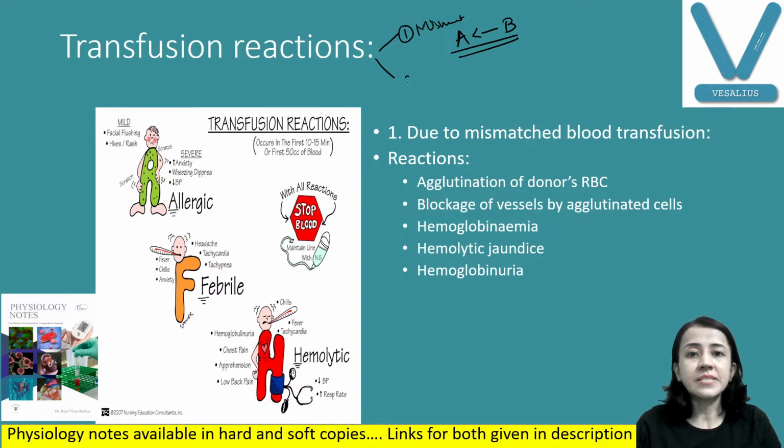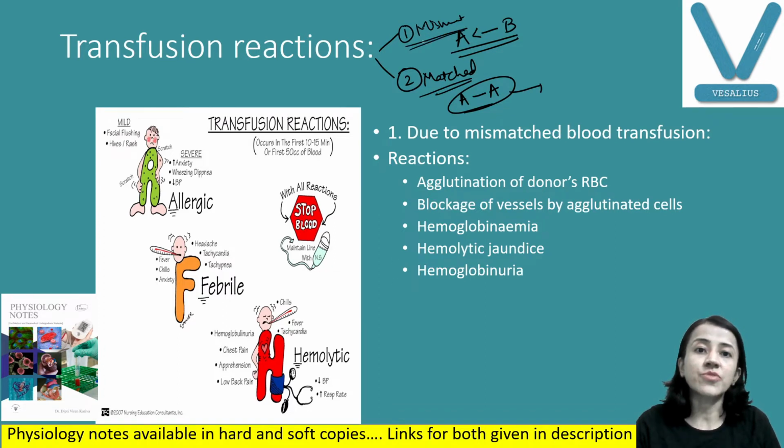And second is matched transfusion reaction. Suppose an A blood group individual is given A blood group, still some reactions may occur. We will discuss that. So first are transfusion reactions because of mismatched blood transfusion. So many times this may be asked as a question. Transfusion reactions due to mismatched blood transfusion.